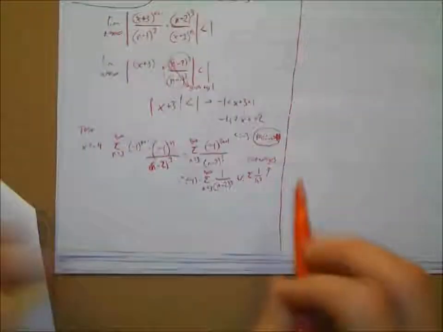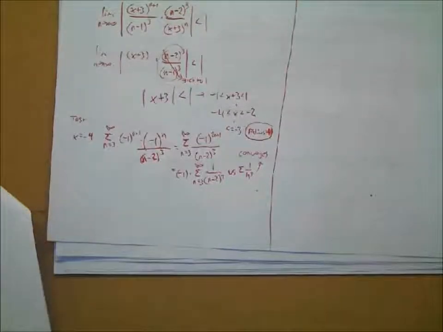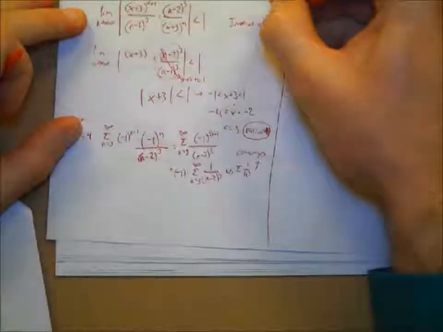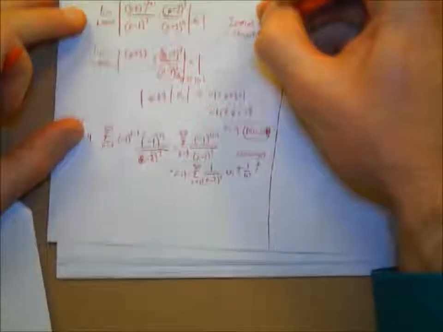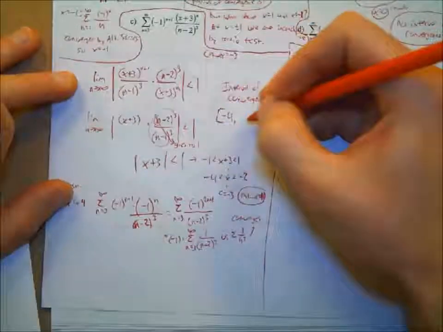Okay, so 1 over n cubed converges. This will converge, okay? And so therefore we know that negative 4 works. It's in our interval of convergence there. Okay, so interval of convergence. There you go. All right, and we'll include the negative 4, and then now we're going to see if we'll include the negative. Oh, yes, question.